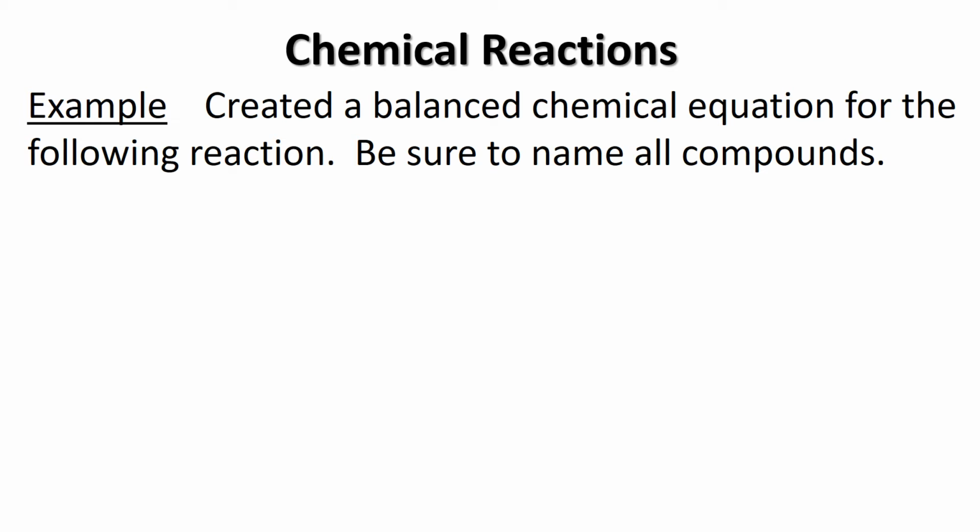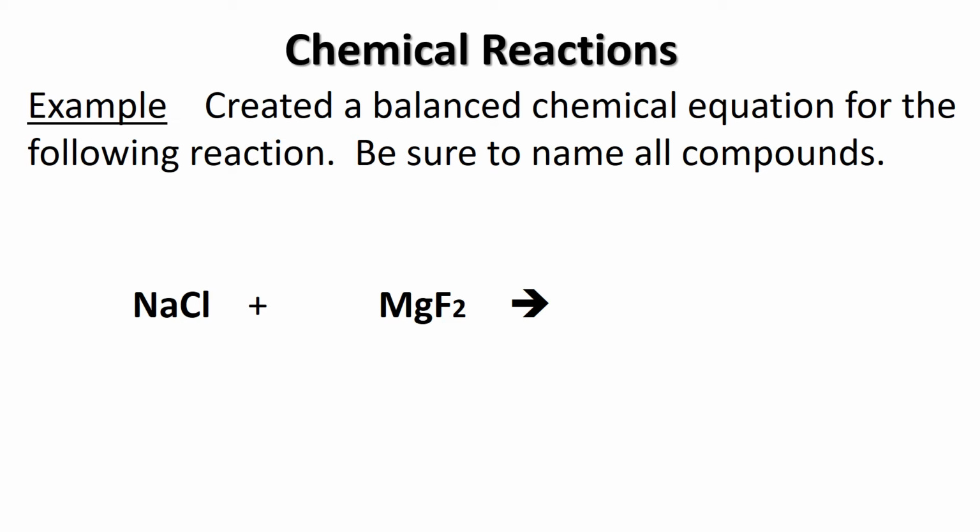Okay, so we're going to take a look at a few examples here. First one we're going to do is we're going to create a balanced chemical equation. So really we have a couple of steps. The first thing we're going to do is come up with a chemical equation, then we're going to balance it, and then lastly we'll go back and we'll name everything. So here is going to be our first two compounds, NaCl and MgF2.